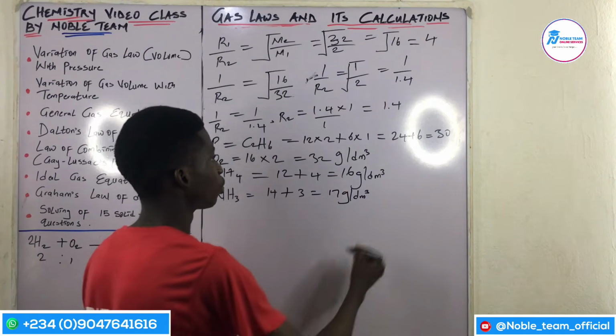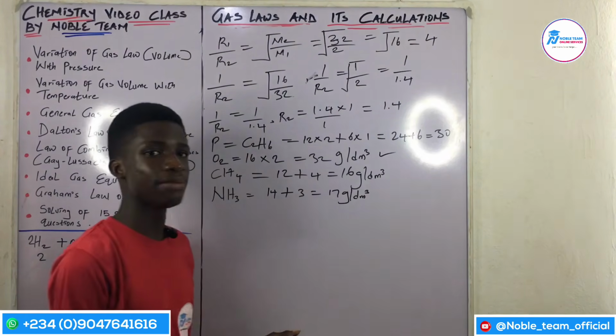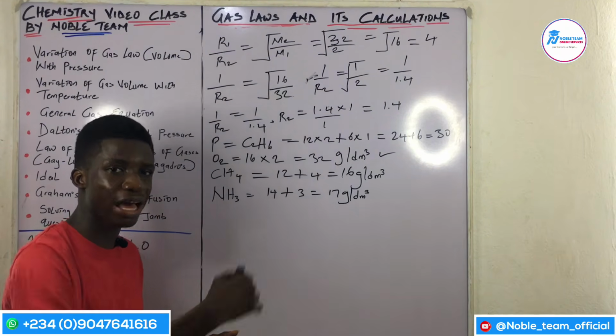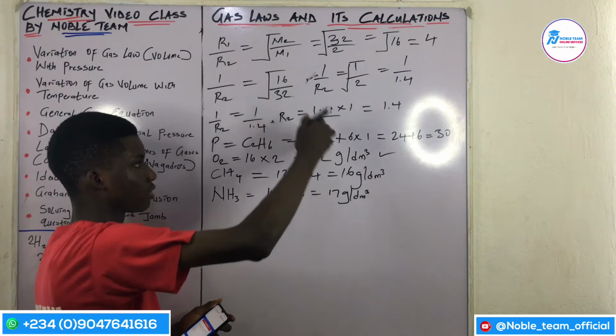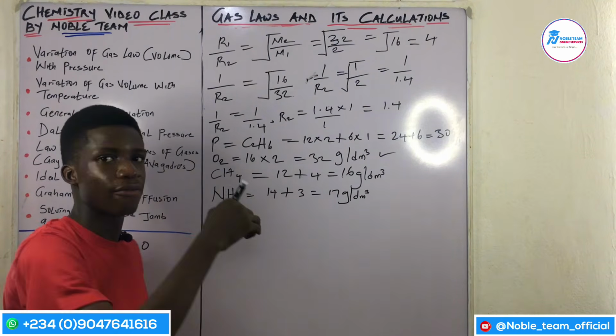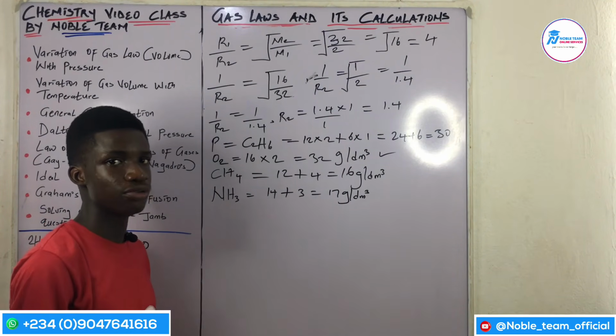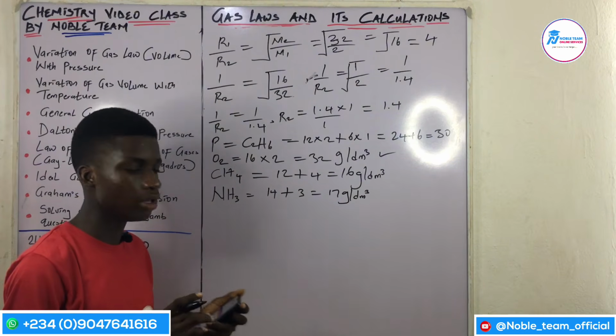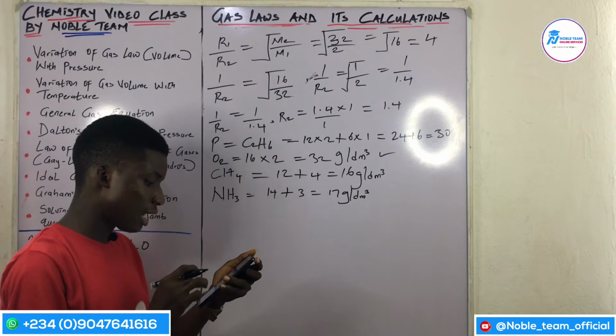So we have it to be oxygen. It simply means that oxygen will diffuse slower than each of these, followed by this, then followed by this and this. So this methane will be the fastest to diffuse. This is what I'm trying to explain. Now we are done with question 11.